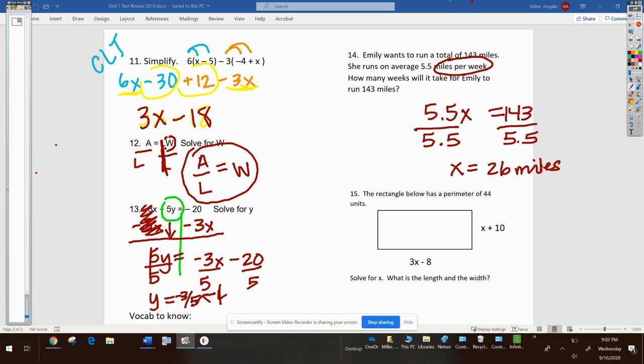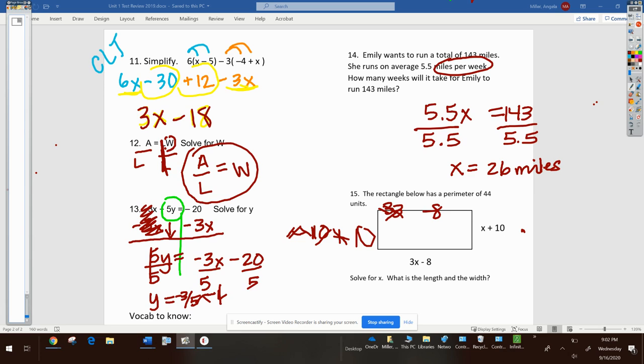We have a rectangle with a perimeter of 44. So if the bottom here is 3x minus 8, then the top is 3x minus 8. And if this side over here is x plus 10, then this side is also x plus 10. I am sorry about that. Let's see if we can fix that. So this is also x plus 10. So my iPad has currently gone crazy.